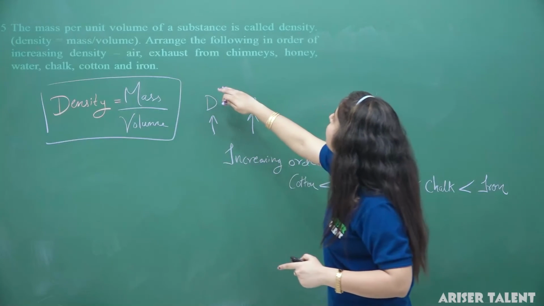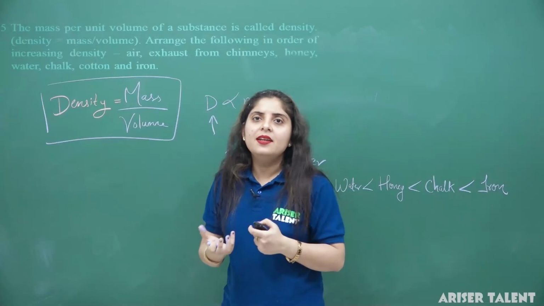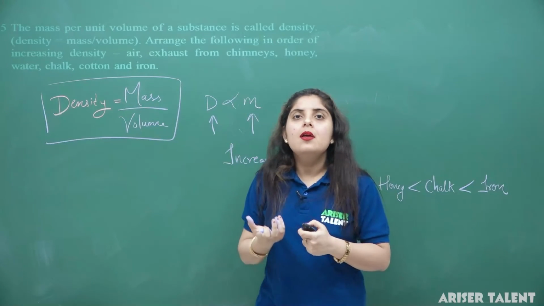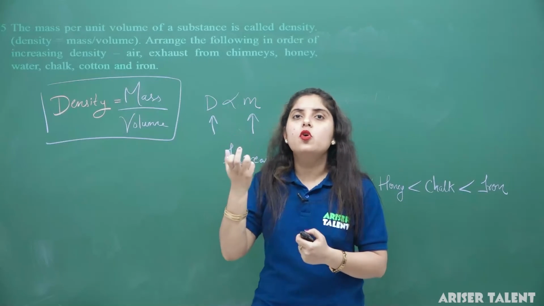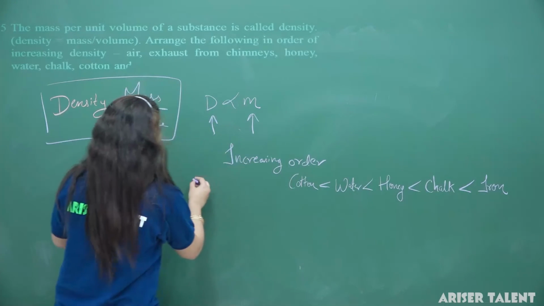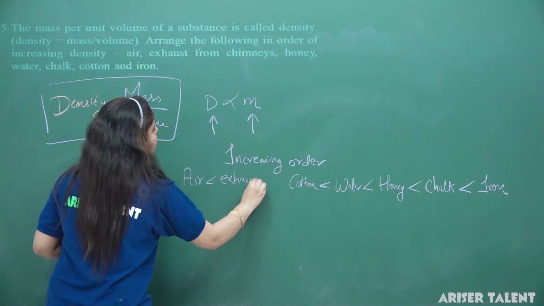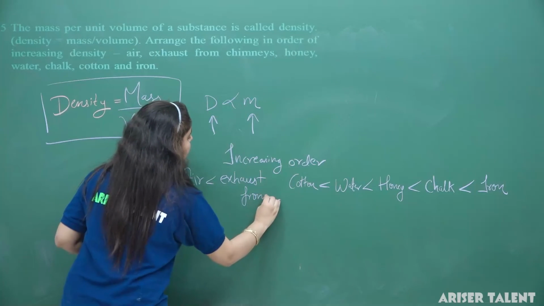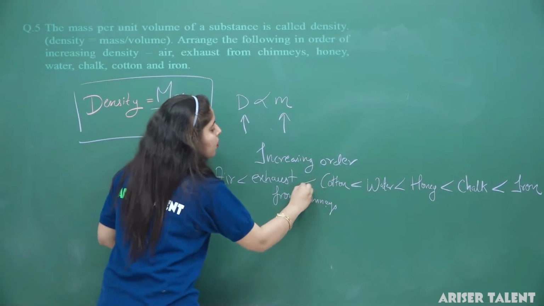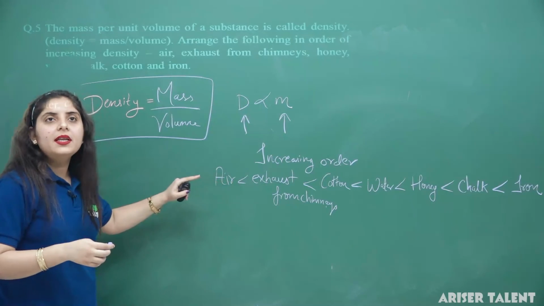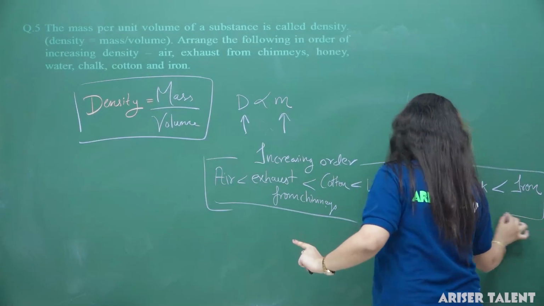Now we are given air and exhaust from chimneys. Air is a lighter material because it does not have much mass, but exhaust from chimneys has some solid particles with it. So firstly air and then exhaust from chimneys. This will be the increasing order of the density of the substances.